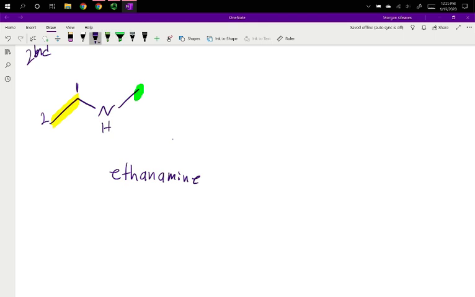Normally, if we had a chain, like say we had an alkane that looked like this, we would have called one of those a subgroup. It would have been 1, 2, 3. This would have been a 2-methylpropane.